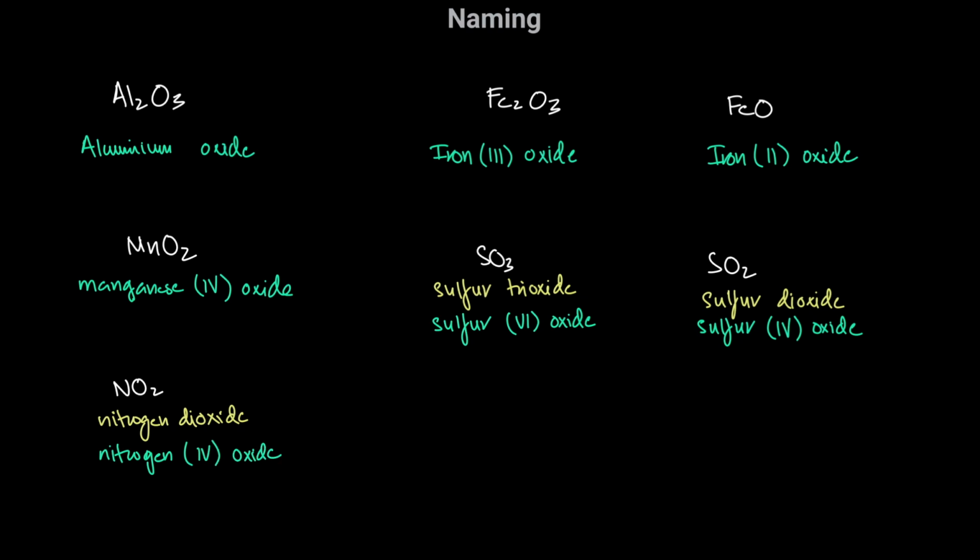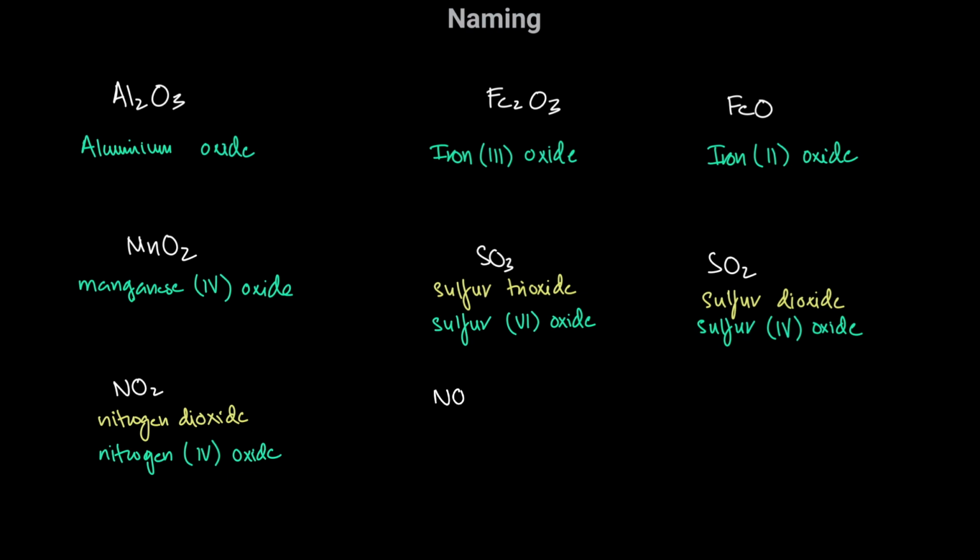Now, of course, if you're asked to name the compound, you can say nitrogen dioxide. However, you should be able to identify which compound they're talking about if they just said nitrogen 4 oxide. Similarly, if you're asked to name this, you can call this sulfur trioxide, that's fine. However, if they do mention the name sulfur 6 oxide or sulfur 4 oxide, you should know which oxide they're referring to.